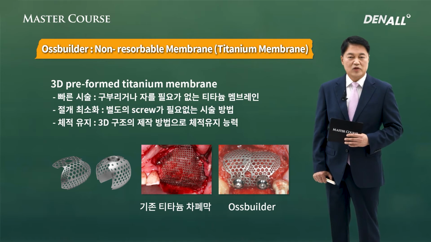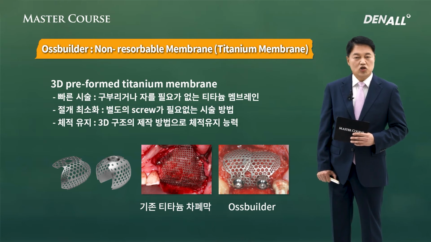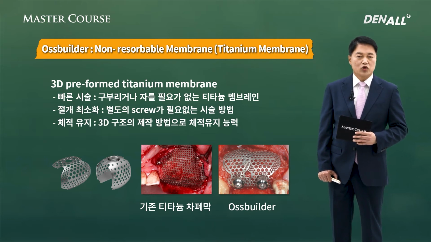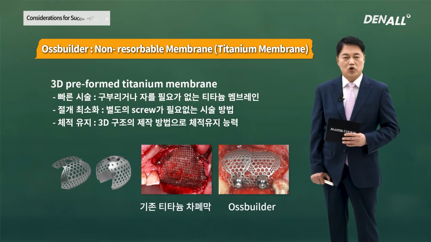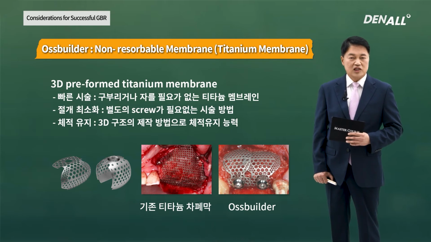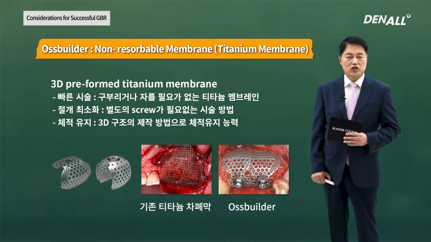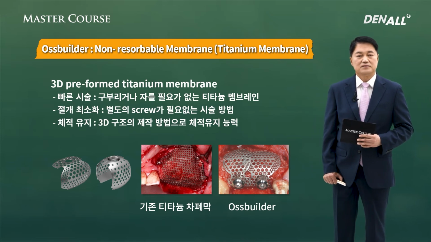Ossbuilder. It's a non-resorbable titanium membrane. It is a 3D customized titanium membrane. With titanium membrane, you need to use bone tack, but Ossbuilder doesn't require it. It's a titanium membrane that you don't need to bend or cut. For space maintenance, it has a 3D structure and excellent space maintaining capability.